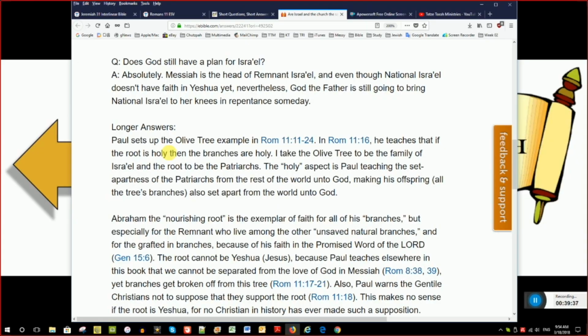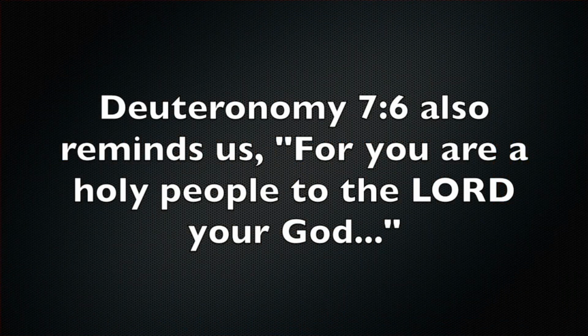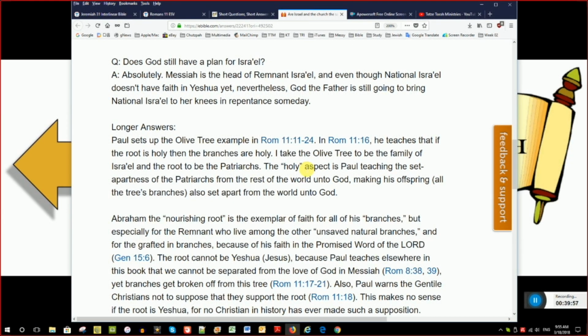The holy aspect, where Paul says if the root is holy, then the branches are holy, is Paul trying to explain the set-apartness of the patriarchs, right? They've been set apart by God from the rest of the world unto God. They've specifically been singled out to be covenant recipients of the covenant promises that God spelled out to the man Abraham and his offspring.